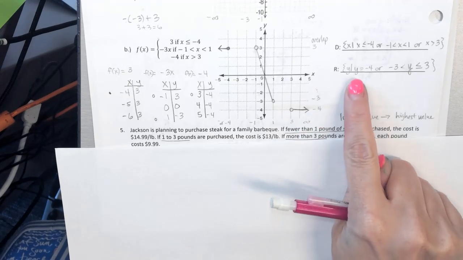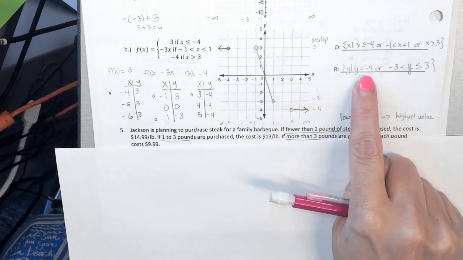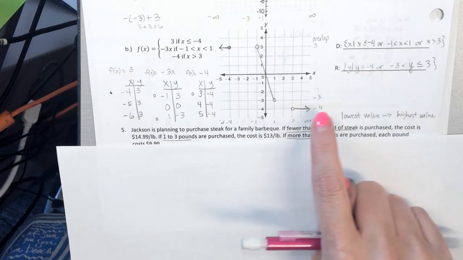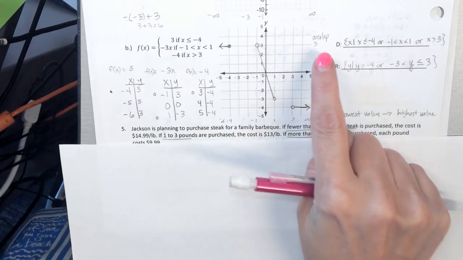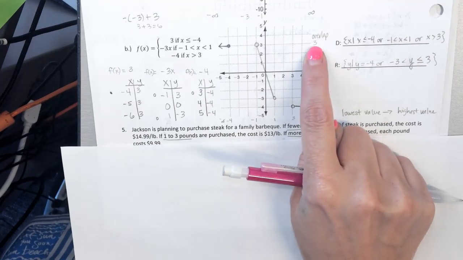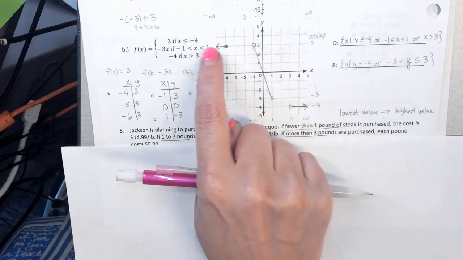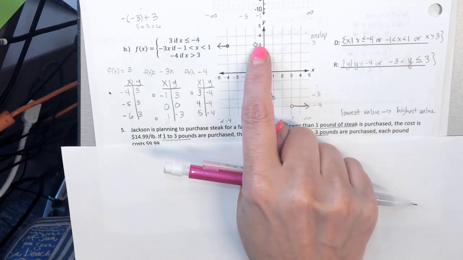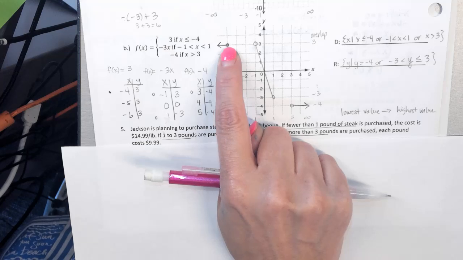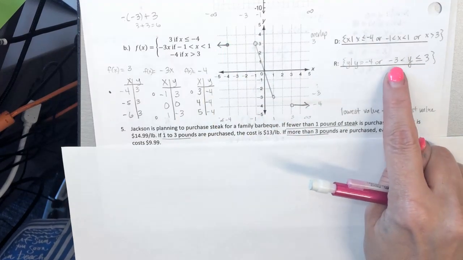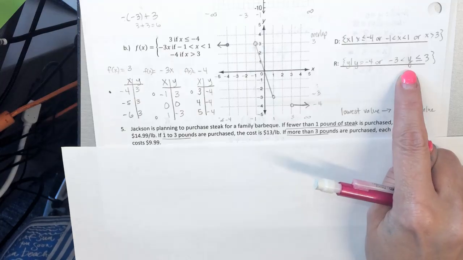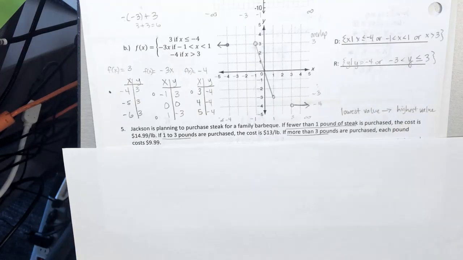The lowest value is -4, so I'm going to put y equals -4 first. Then there's a little gap here. It goes from -3 to 3, okay, but see how these overlap here? So this is an open circle, but this is a closed circle. So the closed circle is going to take precedence. So it's going to be -3 is less than y, and that is less than or equal to 3.